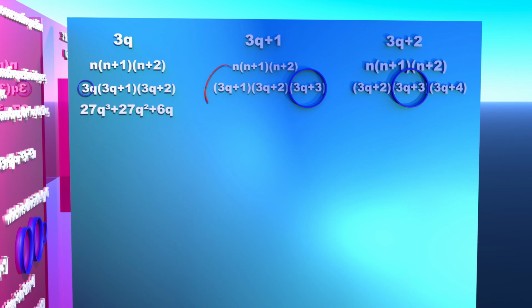I have taken n is equal to 1 and the product of 3 consecutive numbers is 6, which is divisible by 6. If n is equal to 2, the product is 24, which is divisible by 6. If n is 3, the product is 60, which is divisible by 6. That means any number can be taken as n, and n into n plus 1 into n plus 2 will always be divisible by 3 and 6.